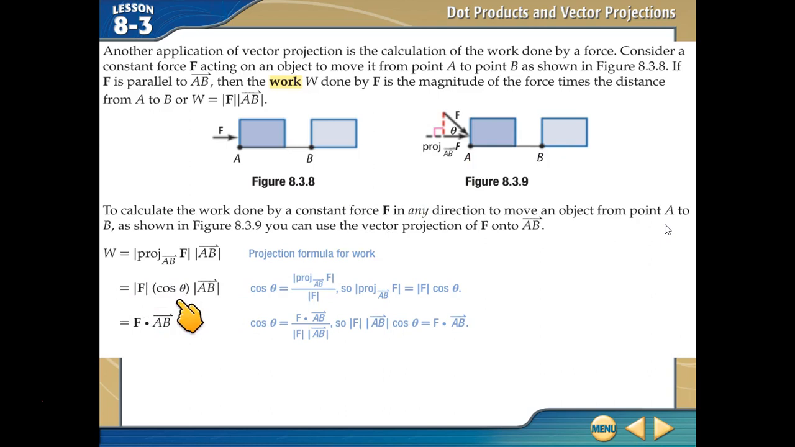And then we can solve that using our projection, and get that the dot product of force dot AB, our vector, is going to give us our work. So we can look at an example of that on the next page. But again, keep in mind that work is force times distance, and that force has to be in the direction that I'm actually interested in traveling.